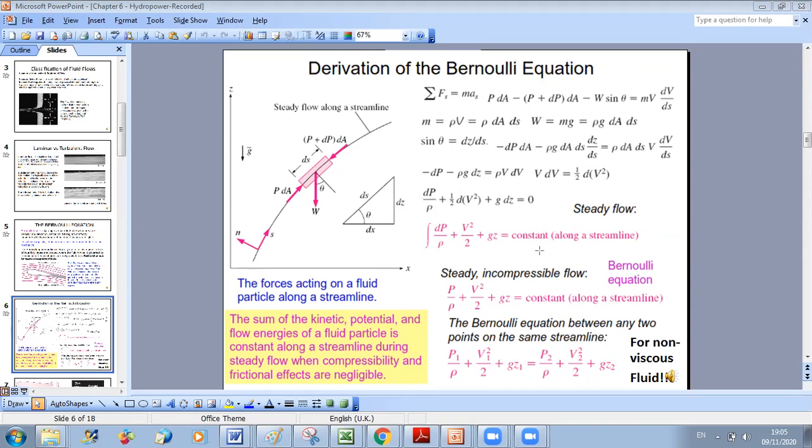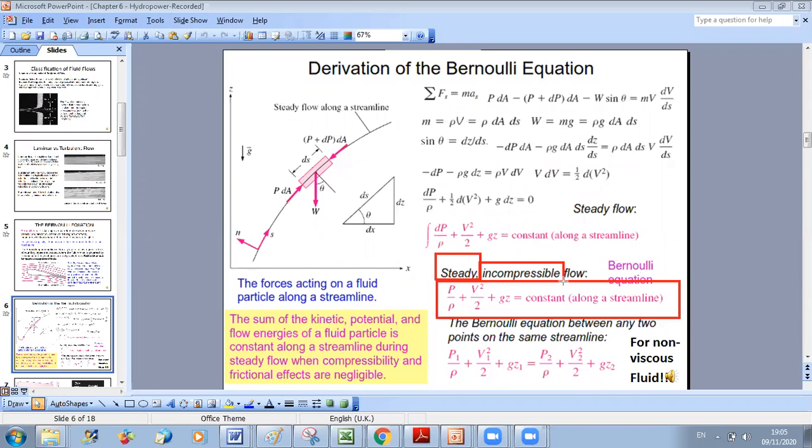If I have steady incompressible flow, I can write the following relation: P over rho, the pressure of my fluid over rho, plus V squared over 2, V is the velocity, plus gz equals constant along a streamline. So the conditions first, keep in mind these conditions: steady, incompressible.